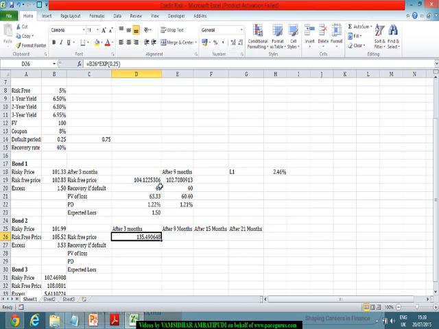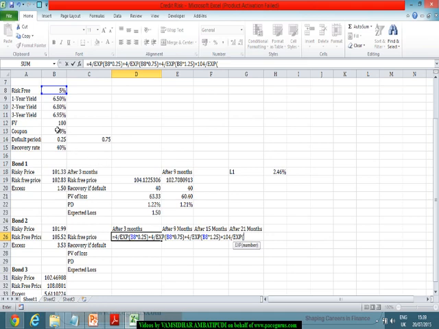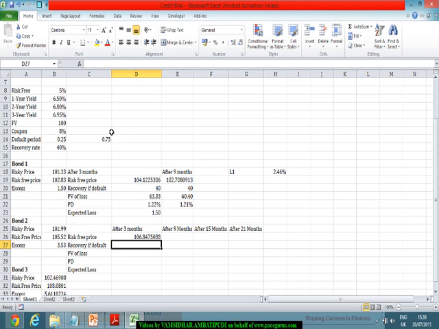Okay, let me work it out. 4 by e to the power of 5% times 0.25, plus 4 by e to the power of 5% times 0.75, plus 4 by e to the power of 5% times 1.25, plus 104 by e to the power of 5% times 1.75. So this will give me the risk-free price, which is working out to around 106.